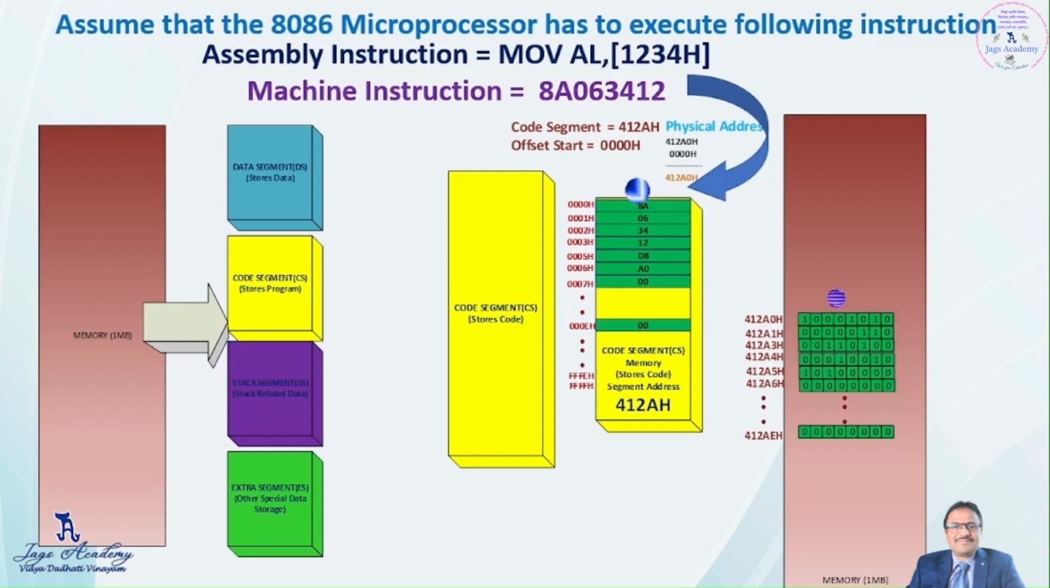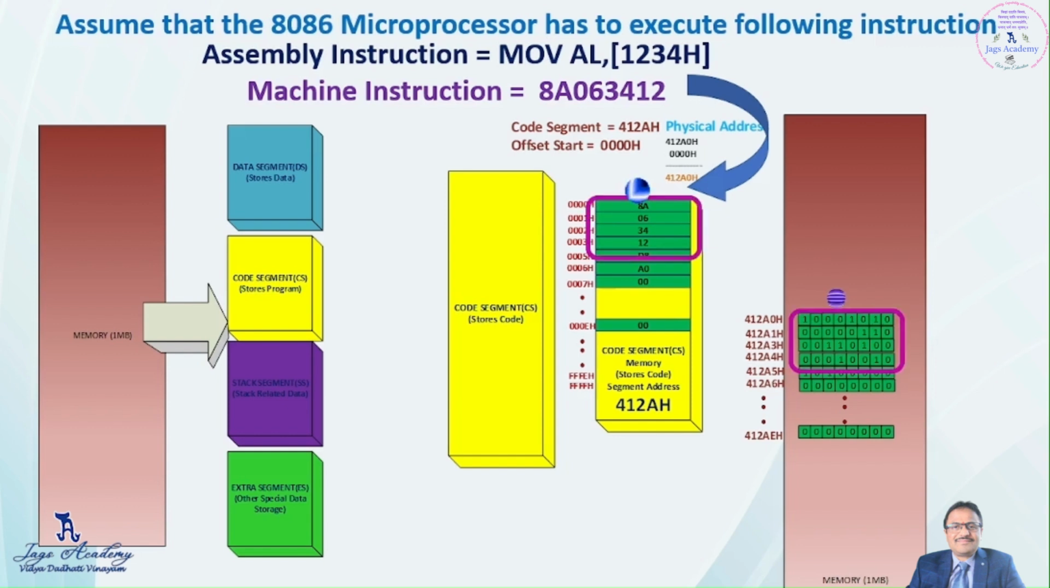Now see, suppose the code segment is 412AH. Let the offset address be 0000H. See how it is stored. This is your assembly instruction. This is your machine instruction. Just now we got it. First, 8A will be stored in offset address 0000. Next address, 06 is stored. Next 34 is stored. Next 12 is stored.